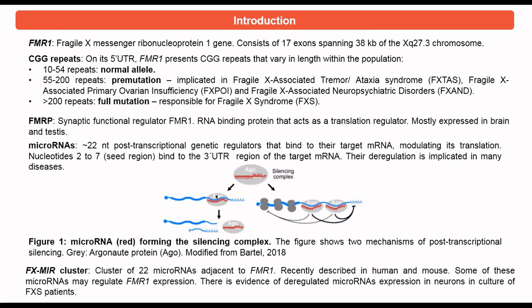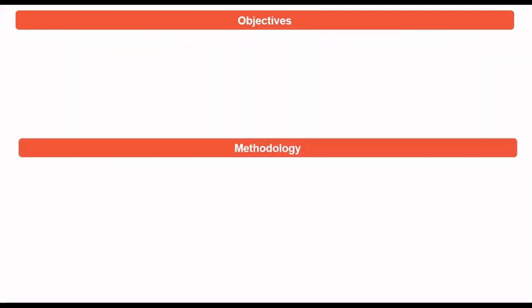Recently, a microRNA cluster was described in human and mouse adjacent to the Fmr1 gene and was named Fmr. In human, the cluster contains 22 microRNAs, and it was found that some of them regulate Fmr1 expression. In our lab, we have been using the rat as a model, and thus we were interested in describing the cluster in this species. We established 2 main objectives.